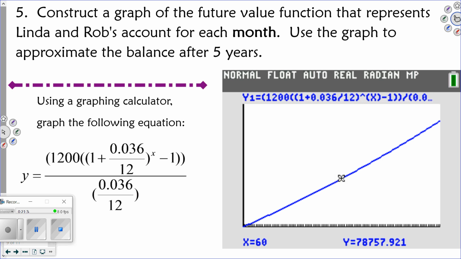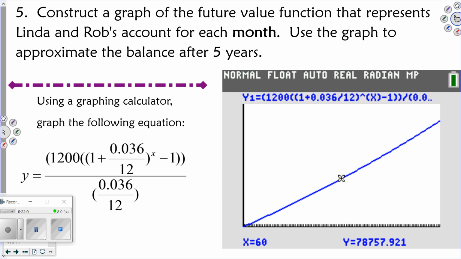It looks like a straight line, especially because you zoom in so far. But notice where these numbers are, 60 and then 78,000. The big issue with this is recognizing where your windows should be, because you'd have to change it. By default, your graphing calculator goes from -10 to 10. So if you graphed this and did not change the window, you wouldn't see anything. It'd be blank. You'd be like, where's my graph?